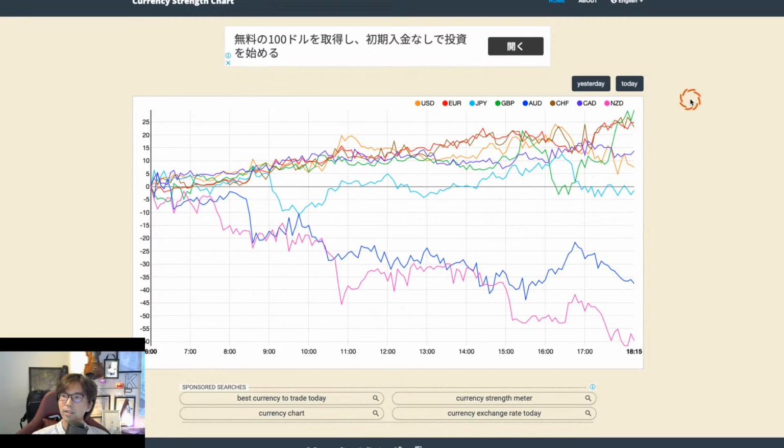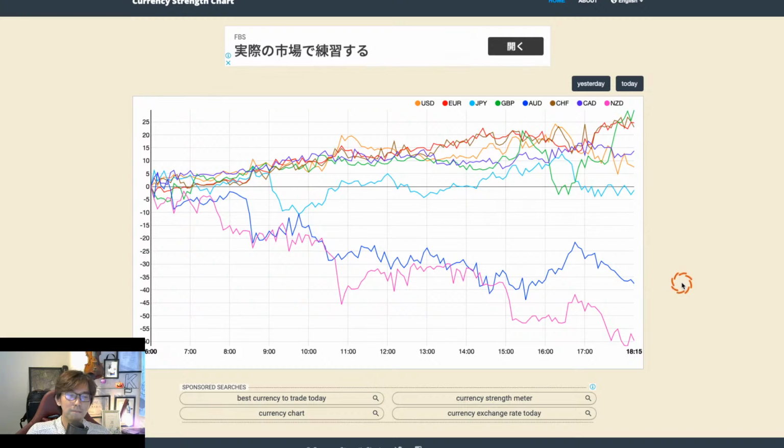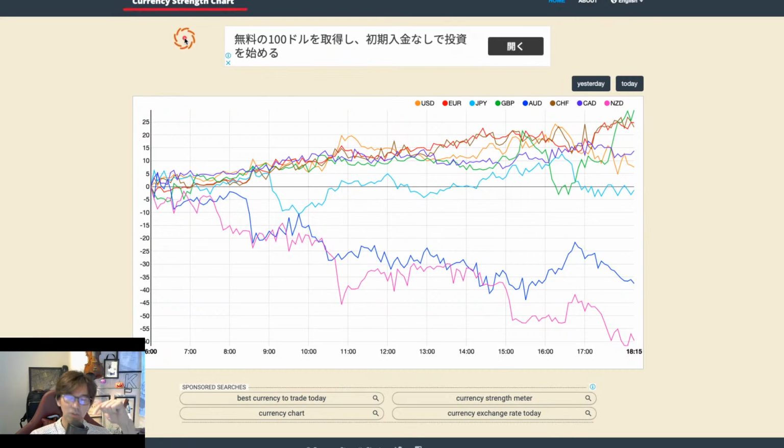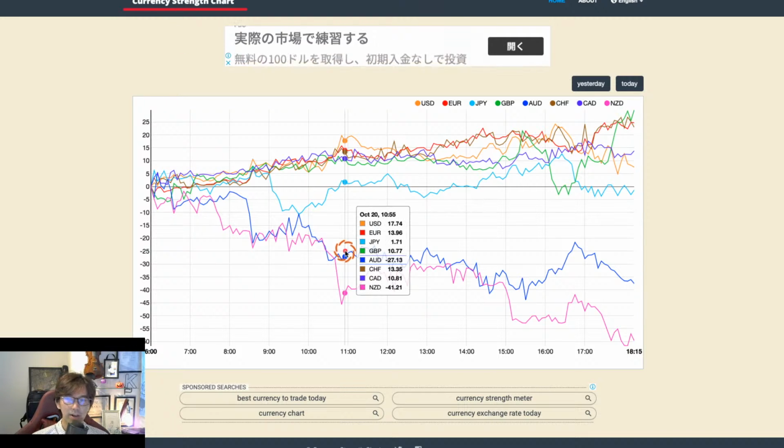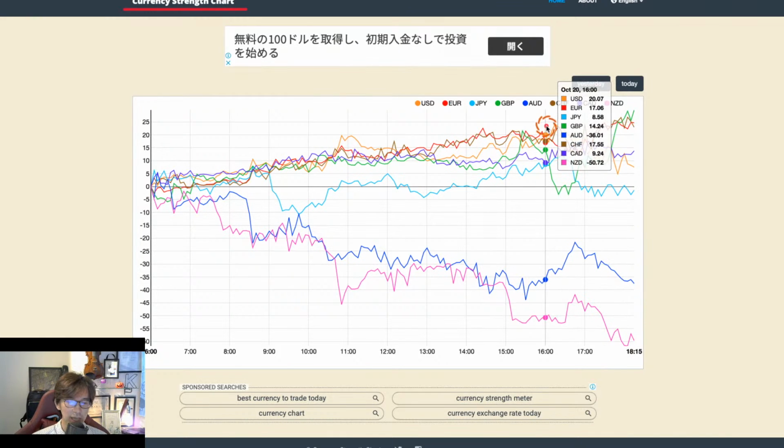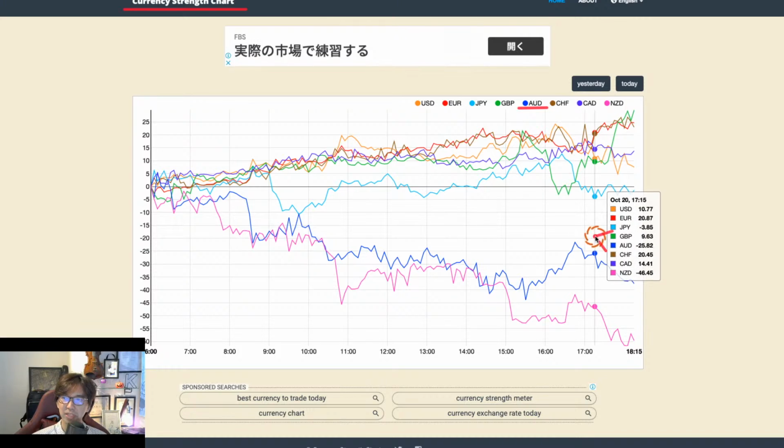Yeah, right here. Here is the currency strength chart. This is one of my favorite websites. You can just Google currency strength chart, or you can find a link below in the description where I talk about this beautiful tool. But here is the AUD. You see AUD in the blue line, and the blue line is going down. So AUD is being sold right now.